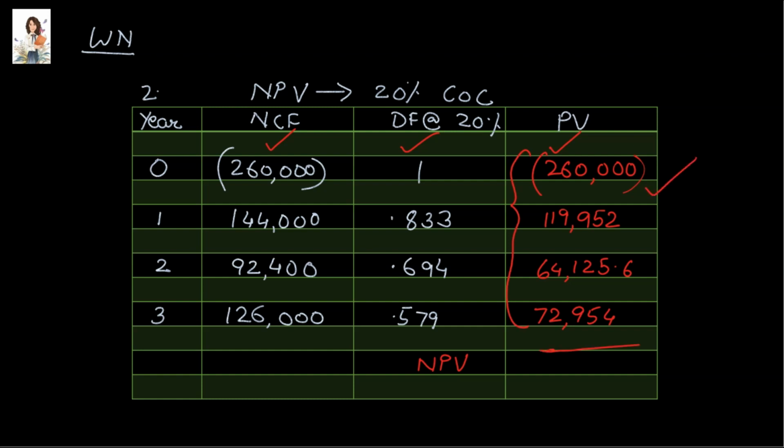Bear in mind that $260,000 is negative. So the NPV amounts to $2,968.4 negative. We can use this NPV in our formula for IRR. Let's find the IRR now. This is part B of the question, and I will write down the formula for IRR now.